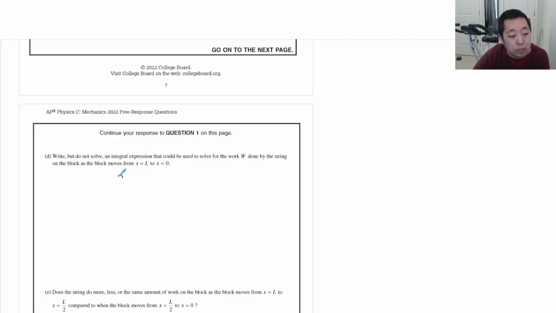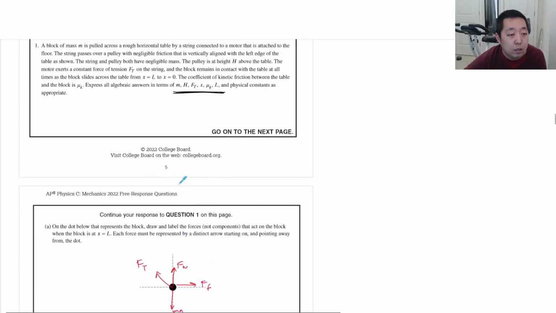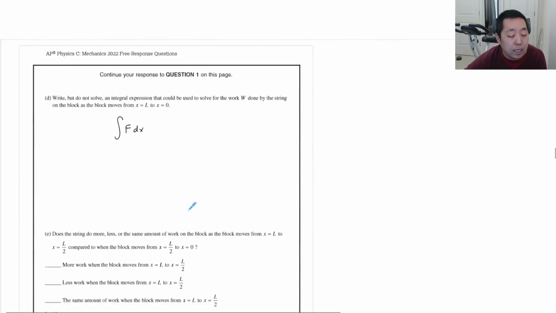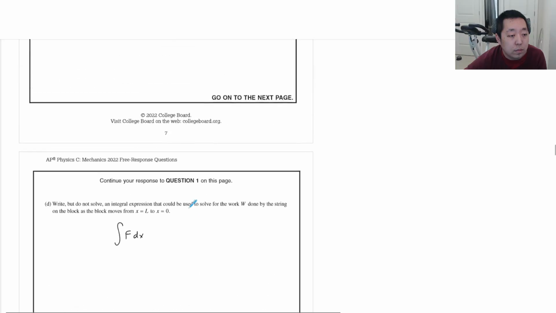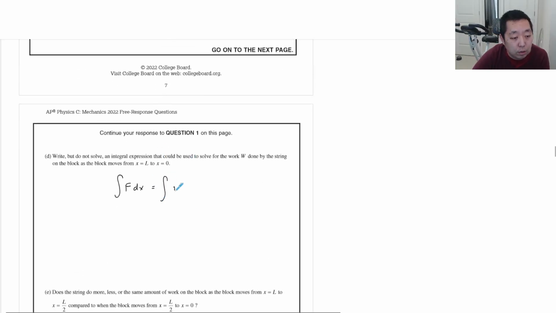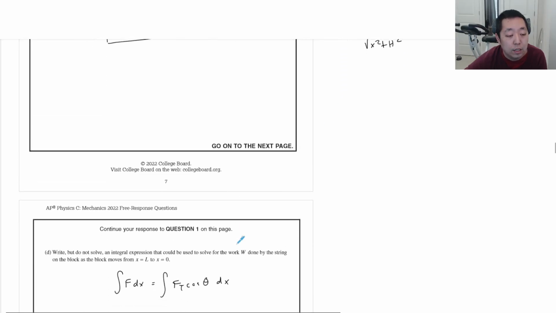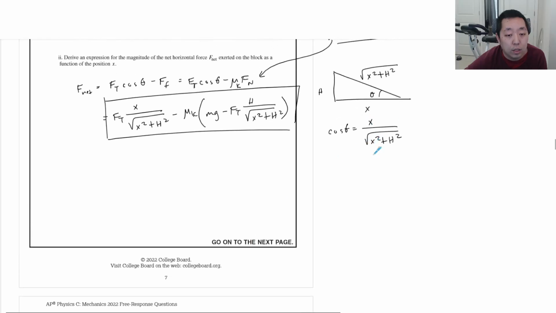Okay, so the integral is going to be F dx, but remember we have to use the force that is parallel to the displacement, and it's the work done by the string. So I care about the tension in the direction of the displacement, right? So that's the Ft. This is going to be the integral of Ft cosine theta dx. But remember we want the cosine theta in terms of x because I'm integrating, and theta is a variable that changes, right?